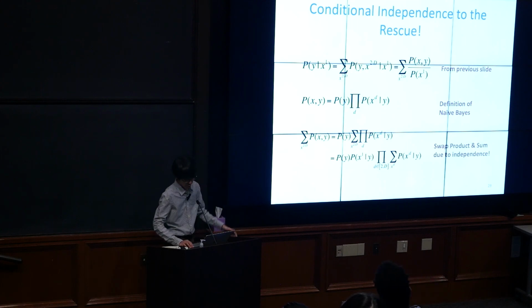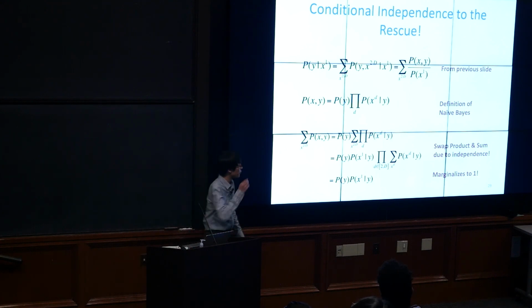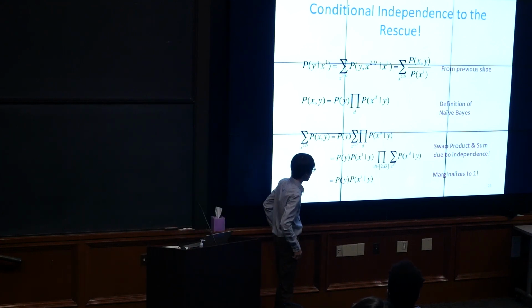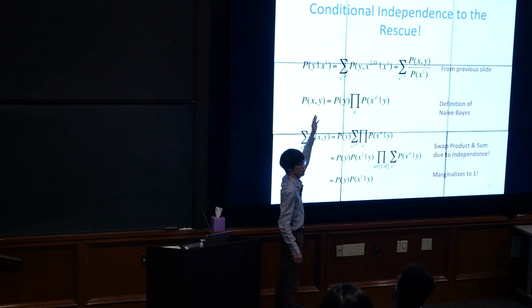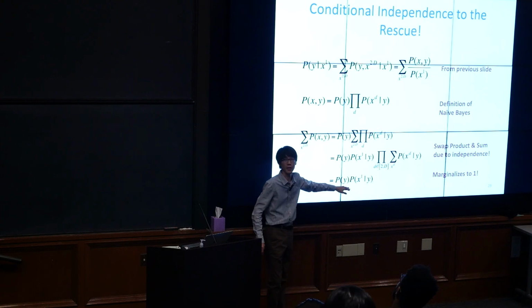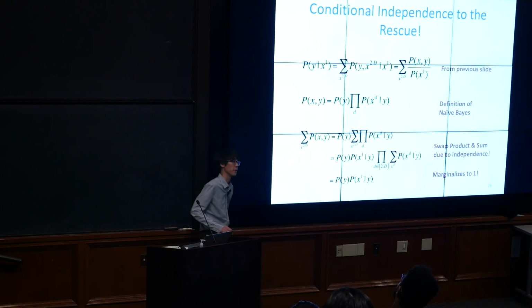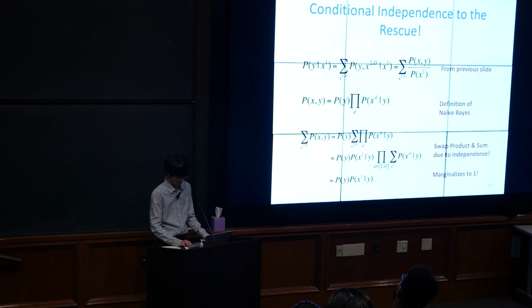Then we can swap the product and the sum because of the independence assumption that we made. I'm not going to go too far into that. Finally, we get this expression at the end, so that we don't have to do the full sum. Because of the naive Bayes assumption, it collapses down into a very nice expression where both of these are just elements in our lookup table.